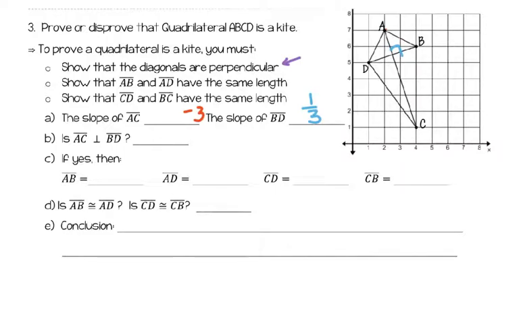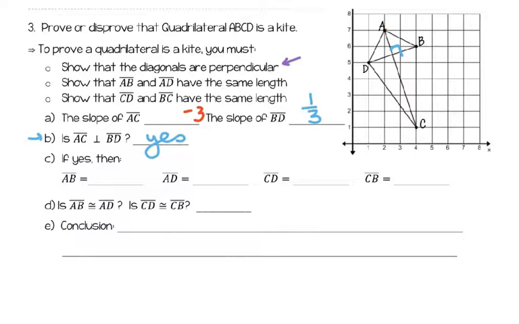Okay, so skipping down to part B, it says, is AC perpendicular to BD? That's a yes. Now C, it says, if yes, then show the length. Because if it was no, then I would be done and I'd say it's not a kite. Well, I would say a little bit more than that, but we know it's not a kite. Now that it is yes, I have to show the lengths of the sides.